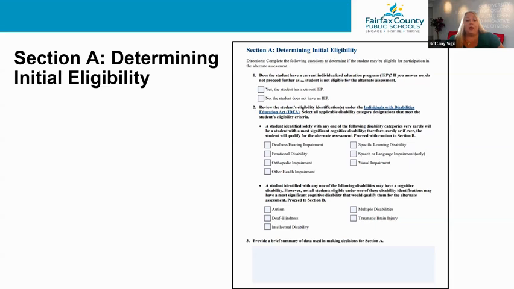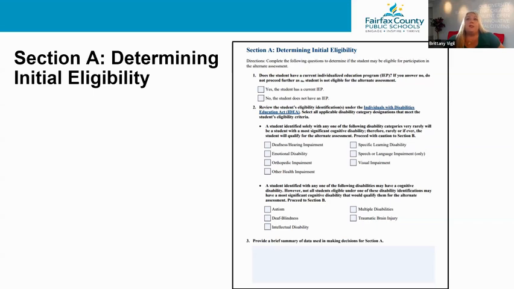Other disability categories are more typical where we would see a student who would meet the participation criteria, such as intellectual disability or autism. But that also doesn't mean that if you have an intellectual disability, you automatically meet the participation criteria for VAAP. So we have many students who have autism or an intellectual disability who do not meet the participation criteria. So again, this decision is not solely made on the disability category of the student.